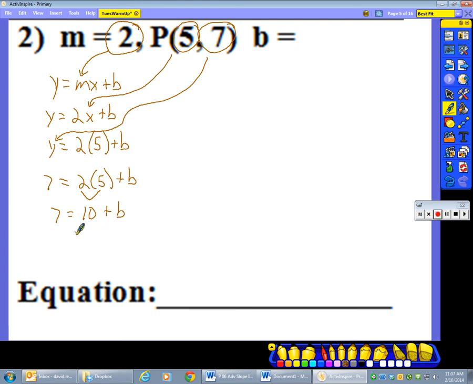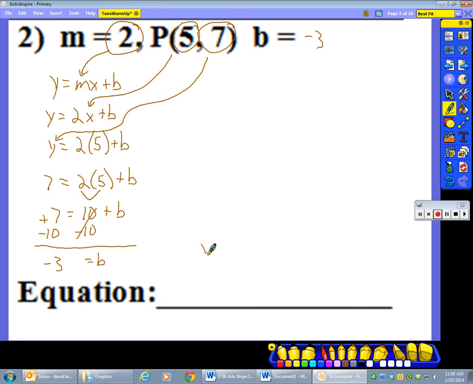And I'm going to use the inverse. The opposite of a positive 10 is a negative 10. So I'm going to subtract 10 from both sides. And that way b is all by itself. And so a positive 7 and a negative 10, you got to think back to 7th grade, this is going to equal a negative 3. Because if you have 10 negatives and 7 positives, I have more negatives. That's why it's a negative 3. Okay? And so b equals negative 3.